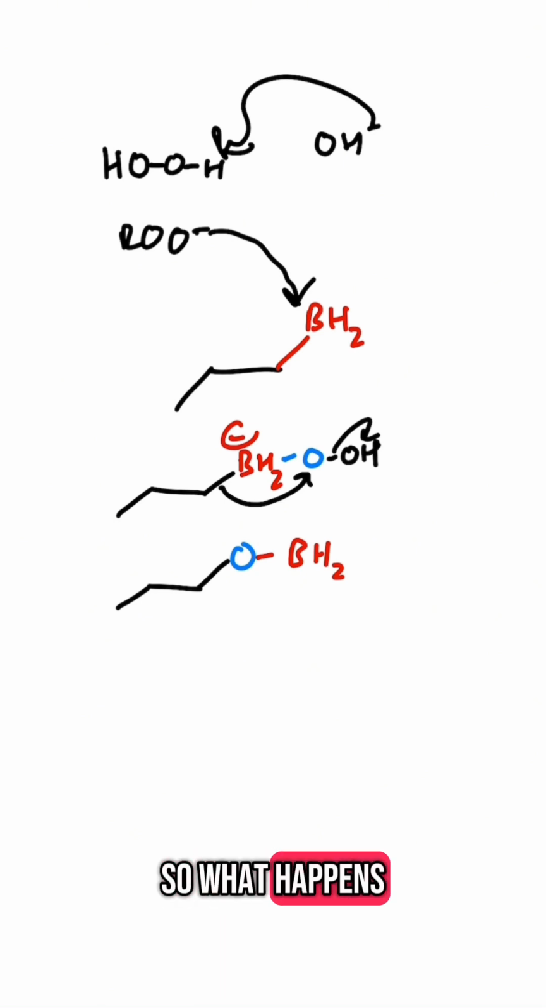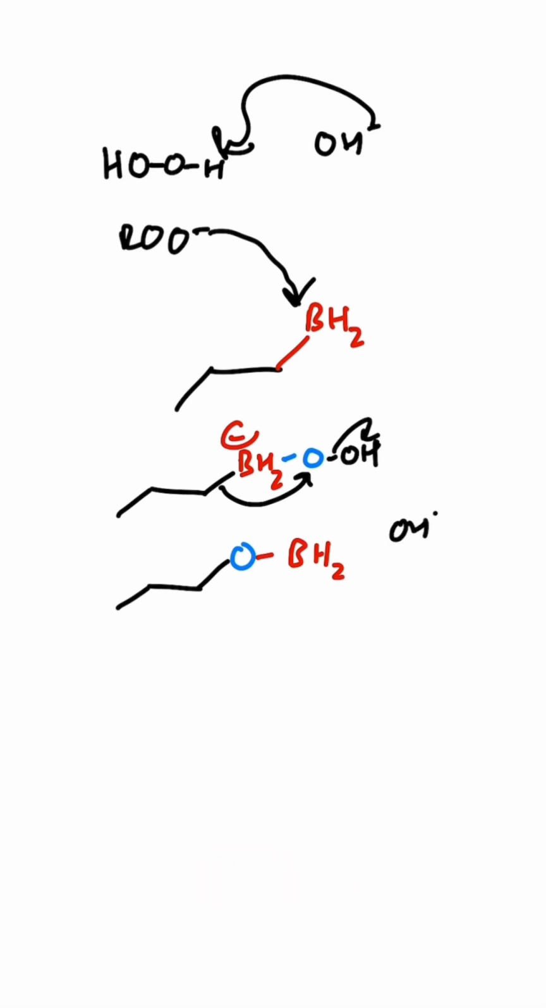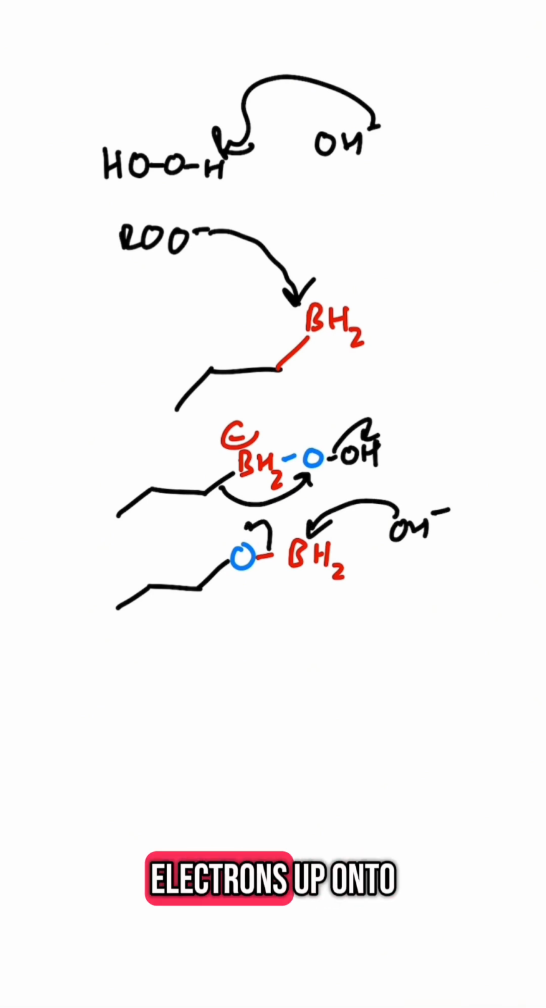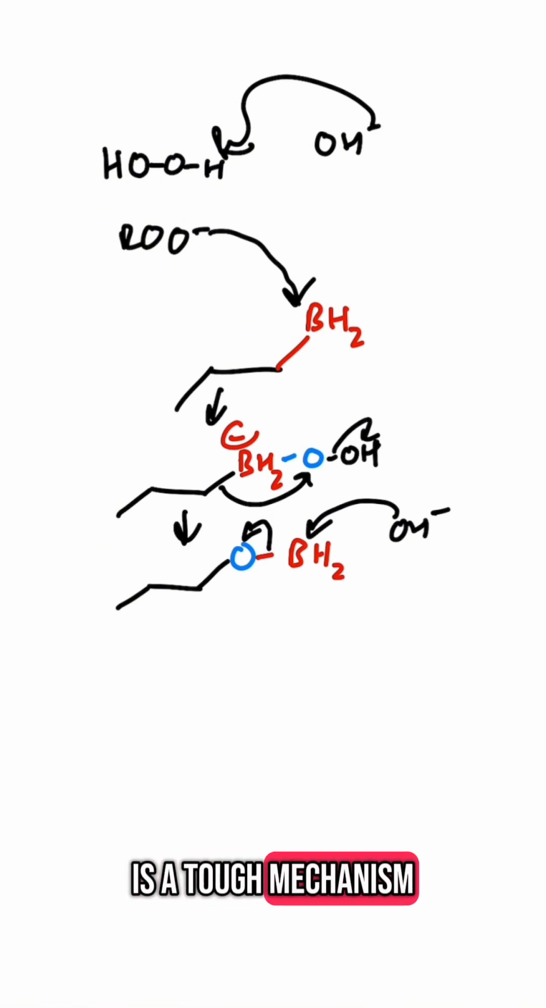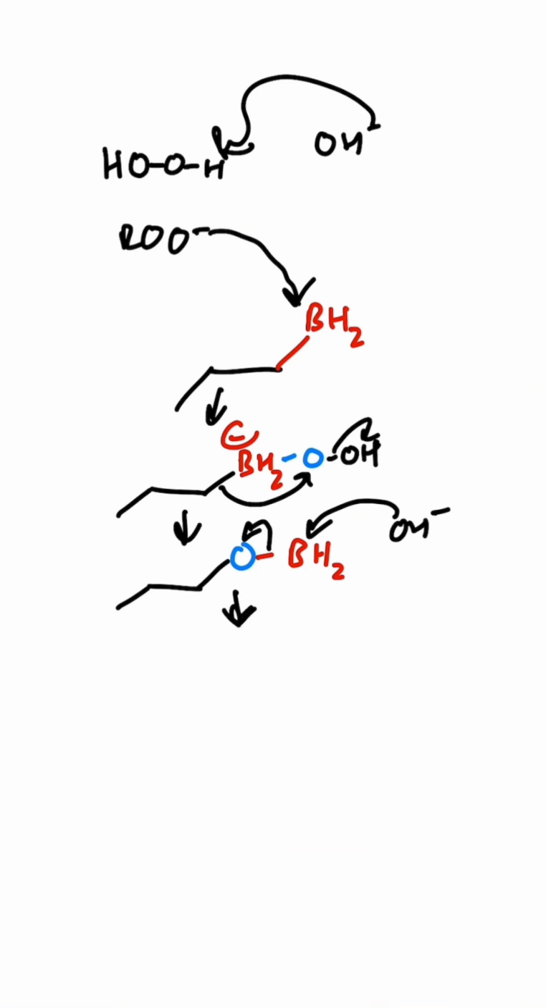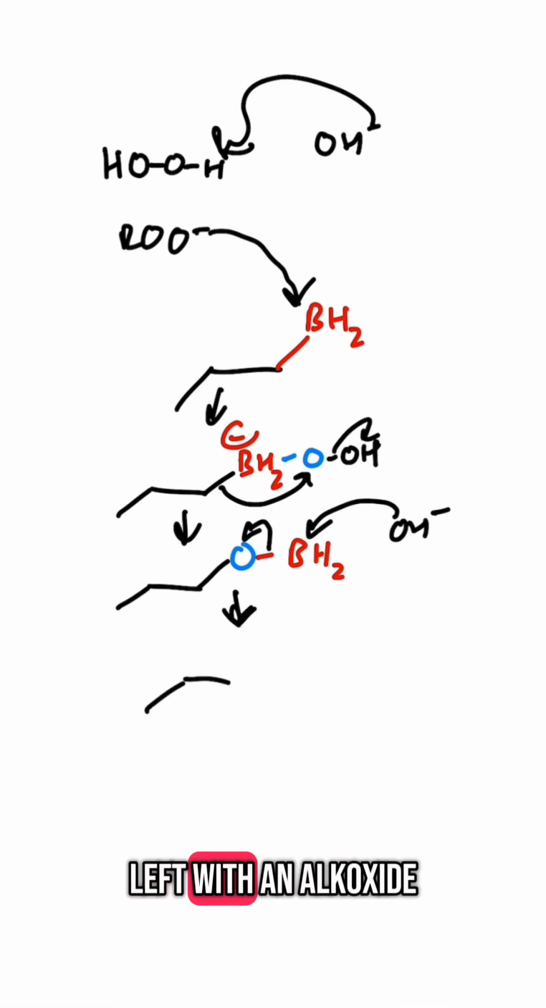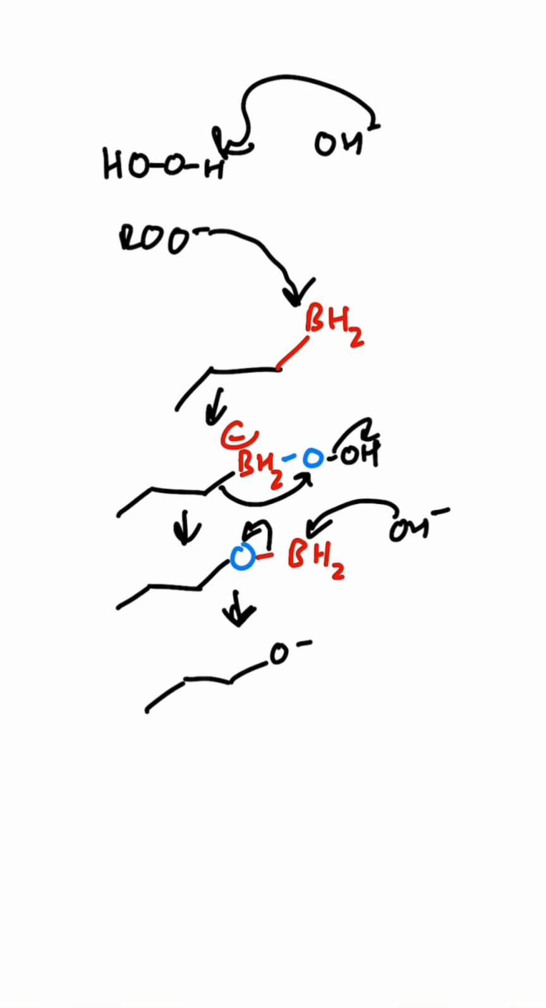So what happens? That OH we had comes back, minus, and attacks the boron, which then kicks its electrons up onto the oxygen. So there's a lot to keep track of, I know, guys. It's a tough mechanism, especially for organic one. Then we are left with an alkoxide. Ooh, I forgot to make it blue.